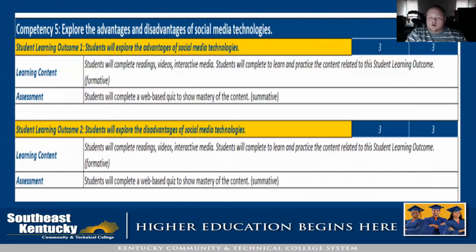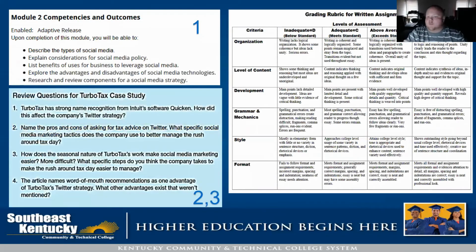So moving along, you can see an example in CIT 151. The very first step is we have to have those competencies and outcomes. So there are 5 competencies and outcomes for Module 2.